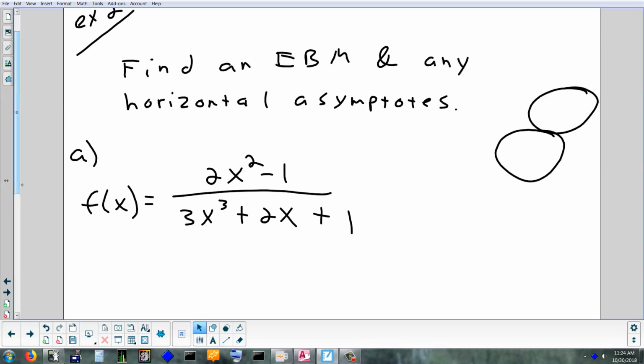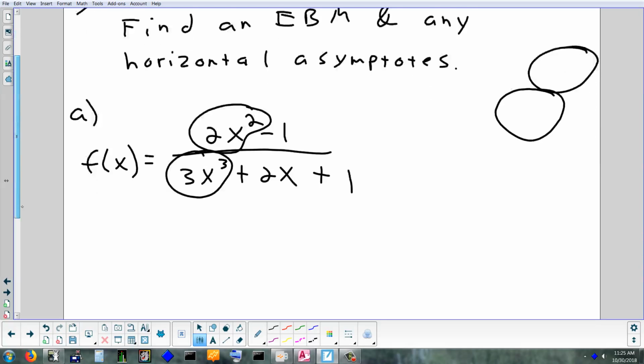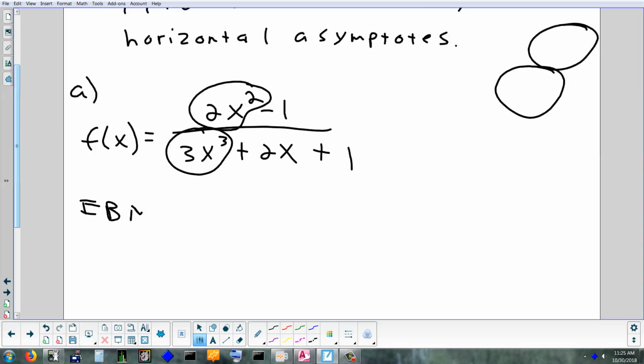All right, so let's just look at it. And I kind of already did it, but what's the highest degree term in the top? 2x squared. So there's my biggest. When I say biggest, I mean highest degree. What's my highest degree term in the bottom? 3x to the third. So now to find the EBM for this whole thing, it's 2x squared divided by 3x cubed. Now I can't reduce 2 over 3. If it was 2 over 4, I would reduce those numbers.